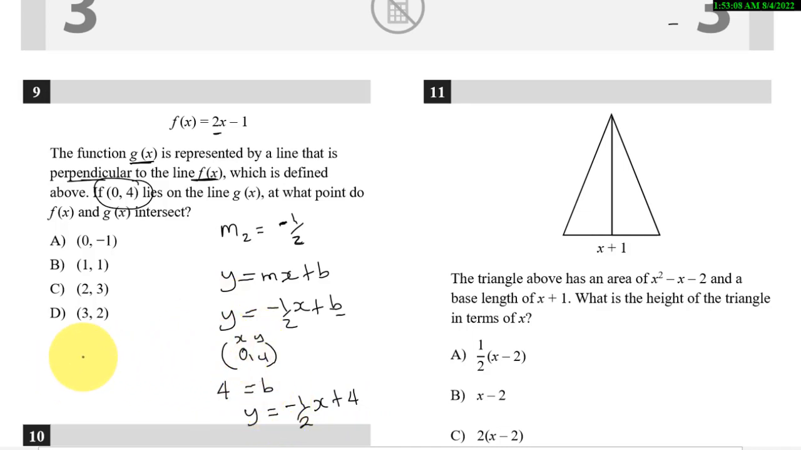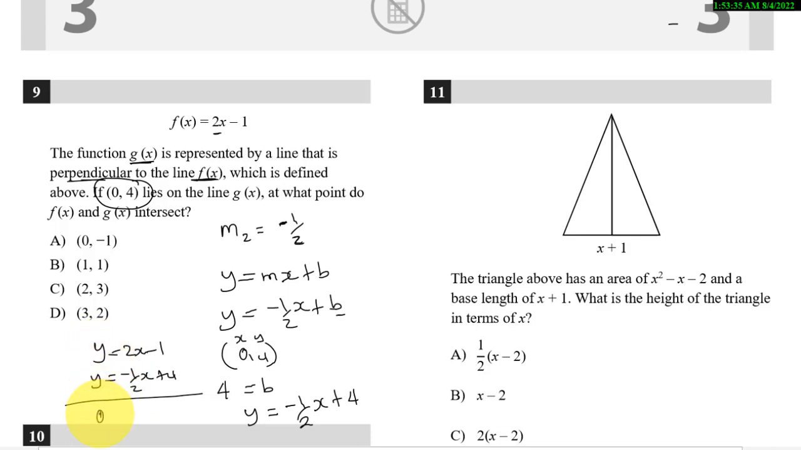Now we want to find where these lines, y is equal to 2x minus 1 and y is equal to negative a half x plus 4, intersect. So we solve them simultaneously. Solving them simultaneously means I'm going to try to subtract. Or you could as well first multiply all through here by negative 4. But I'm just going to first subtract.